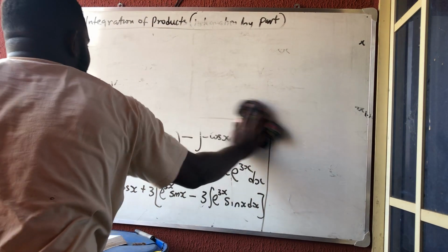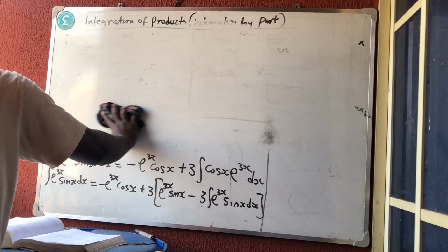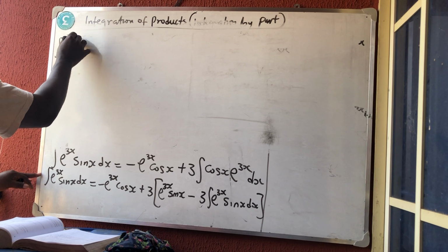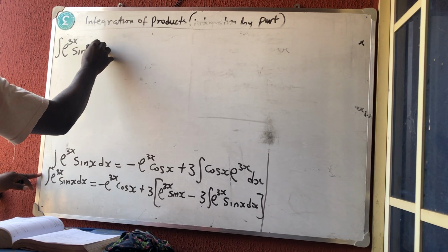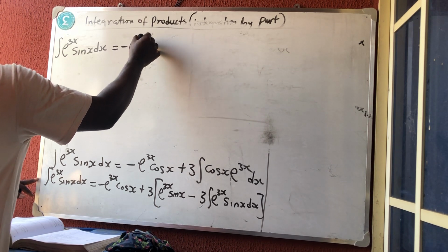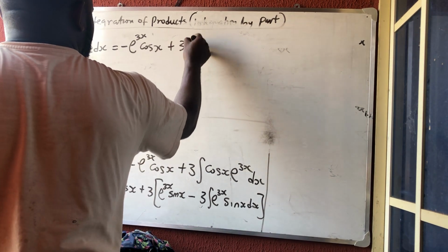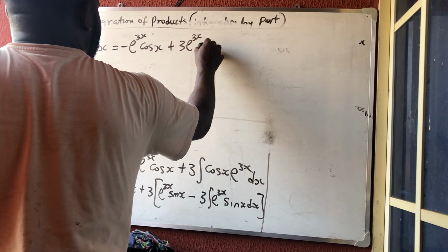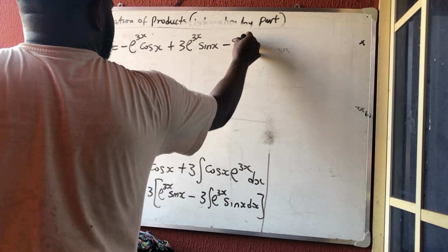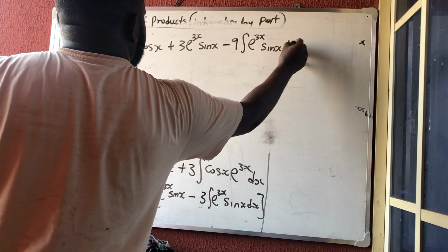This one here is another integration by parts, but we are not going to do that. So let me open the bracket. I'm having the question, the integration of e raised to power 3x sine x dx, is equal to minus e raised to power 3x cos x plus 3 times this, which gives 3 e raised to power 3x sine x. 3 times this gives minus 9 the integral of e raised to power 3x sine x dx.